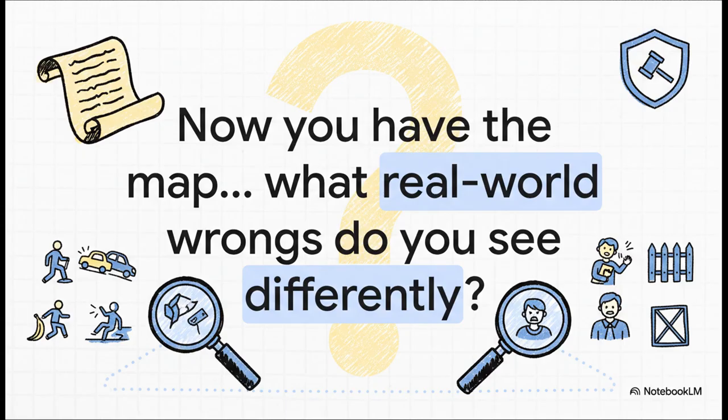So there you have it. That's your roadmap. BAFT for intentional torts and duty, breach, causation, damages for negligence. This isn't just about passing a test, right? It's a whole new way to look at the world around you. So now that you have the map, what wrongs do you see differently out there in the real world?